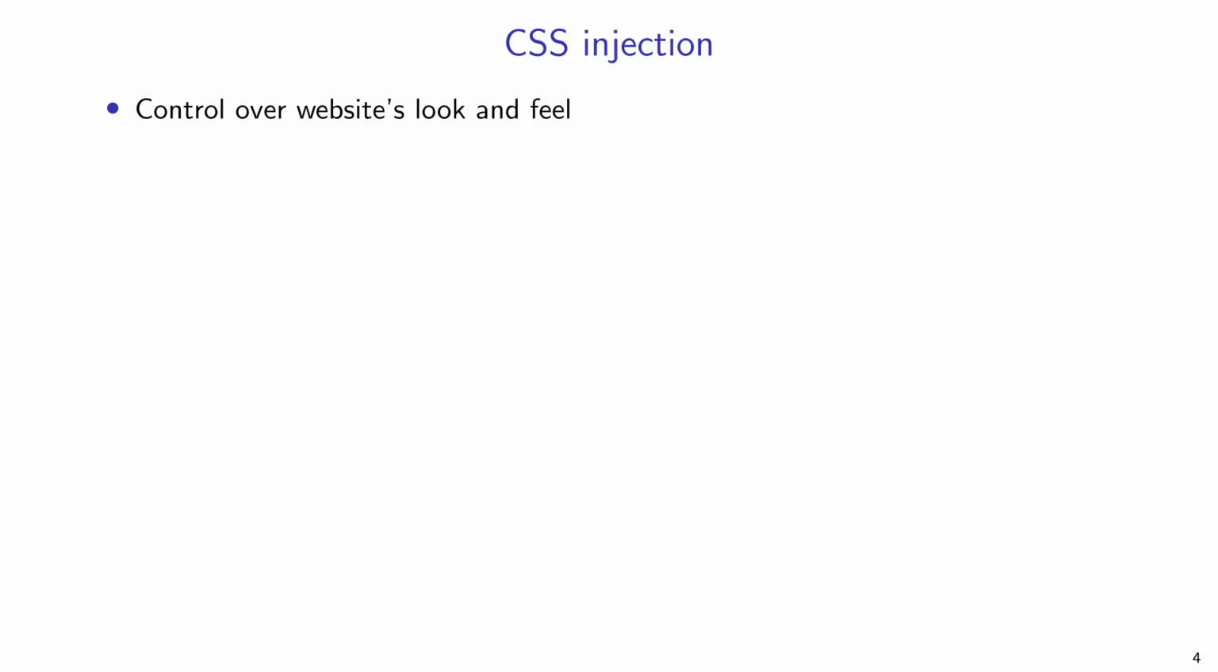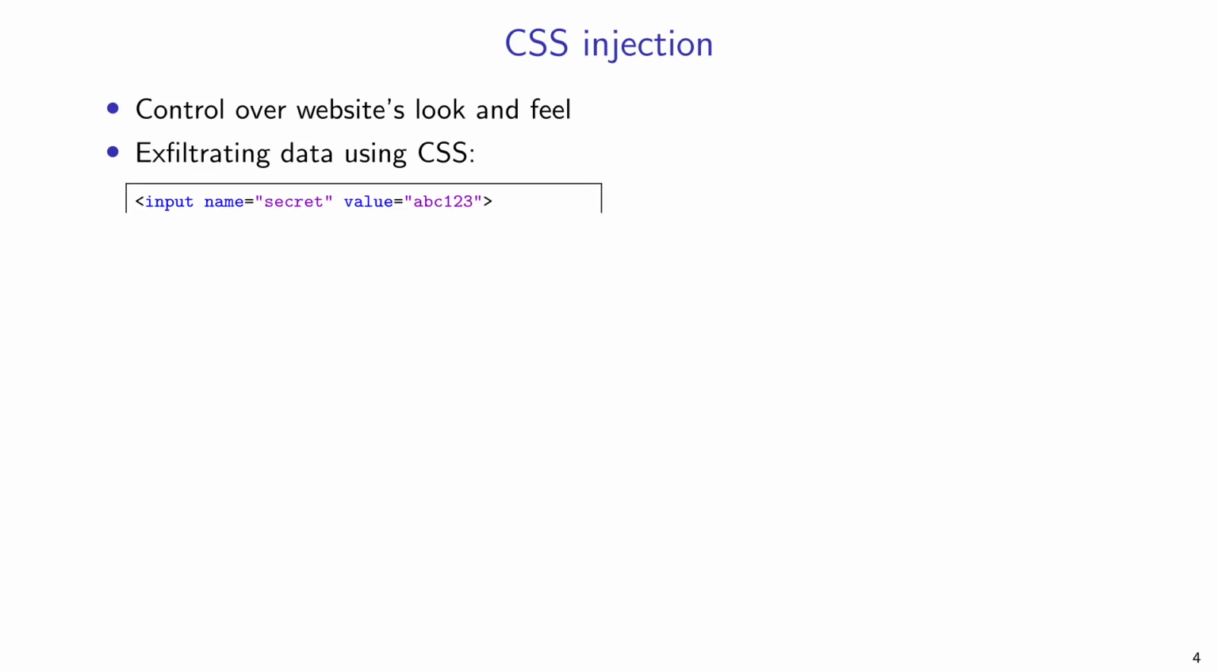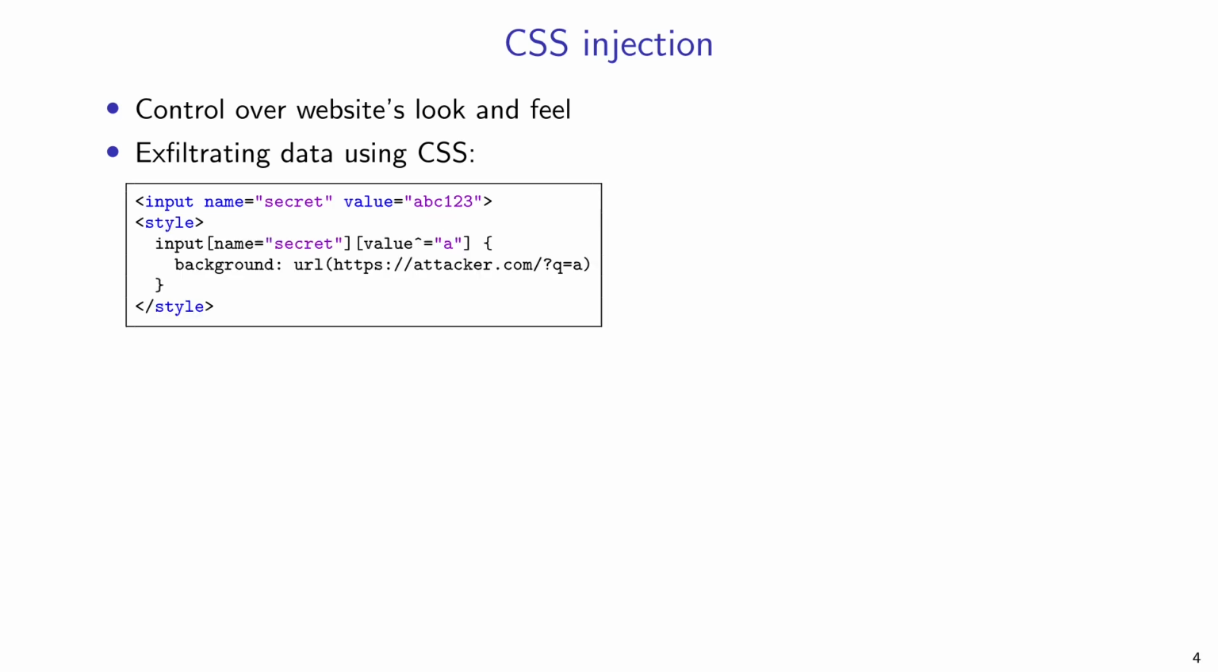But there is actually more that CSS can do. CSS syntax has quite powerful features that can be abused in a code injection attack, more specifically for exfiltrating data using CSS. So here's an example. Let's say a website contains some element that contains a secret value inside its attribute, ABC123 in this example. By injecting such CSS code, an attacker will learn whether the value inside the attribute starts with the character A.